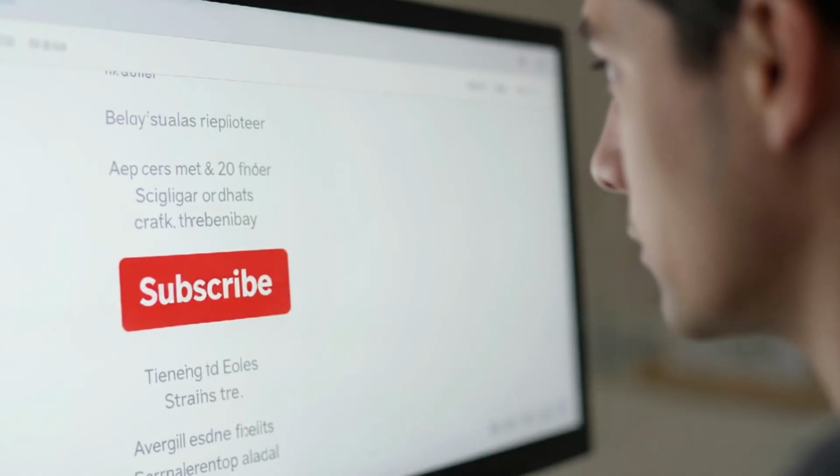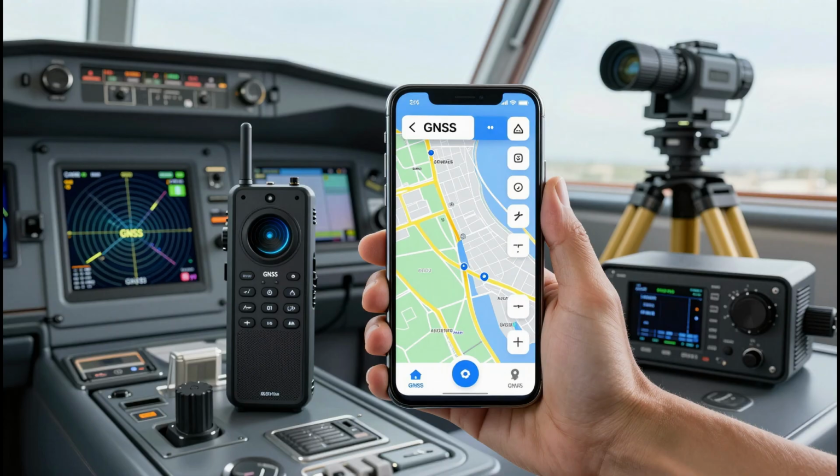From smartphones and vehicles to aircraft, ships, and surveying instruments, GNSS has become an essential part of modern life.